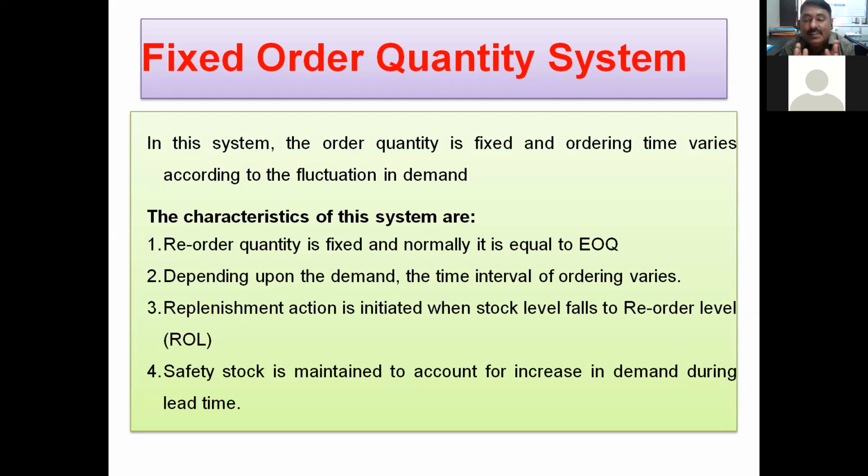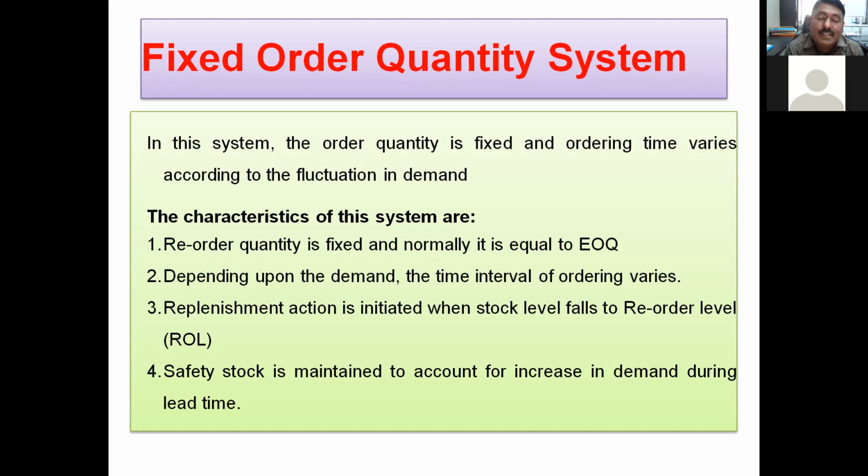So between the first two orders there is a gap of 2 months. Between the second and third order there is a gap of 45 days. Again after 30th April, the next order will be given on 30th May only, immediately after 1 month. So the quantity is the same, but depending upon the demand in the market, the period of ordering the same quantity will vary. Replenishment action is initiated when the stock level falls to the reorder level.